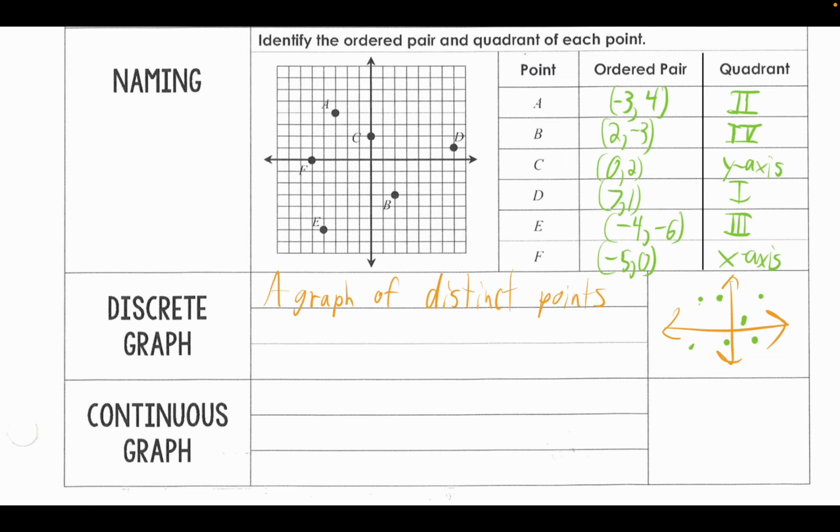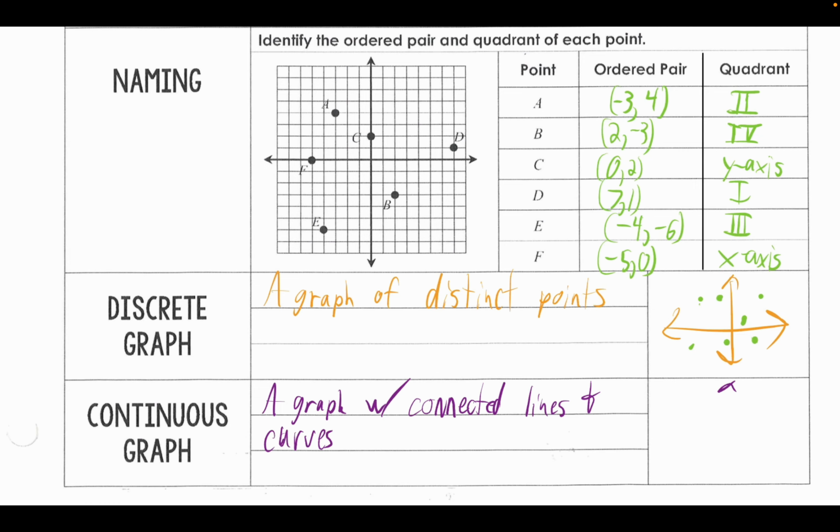By contrast, a continuous graph is a graph with connected lines and curves.